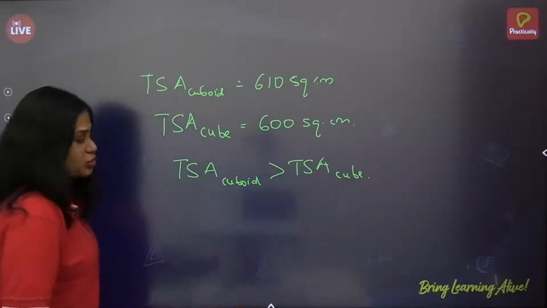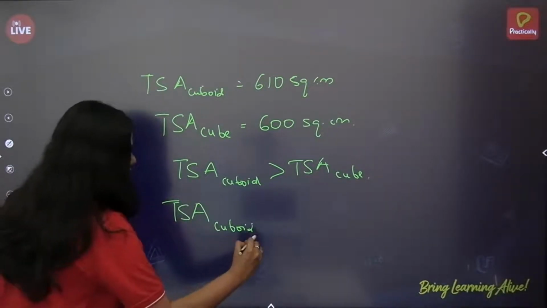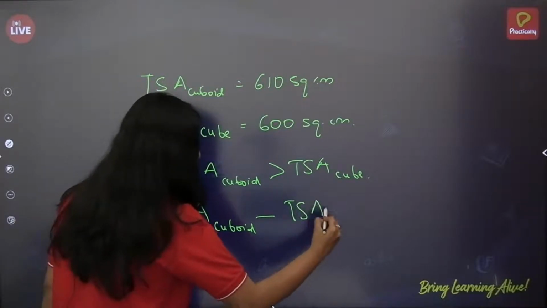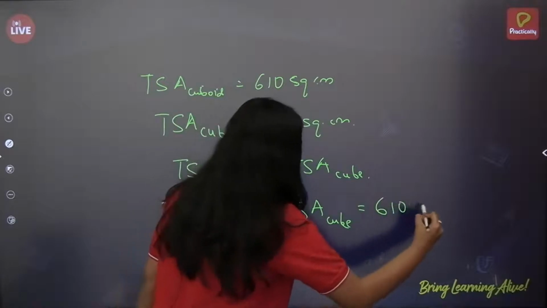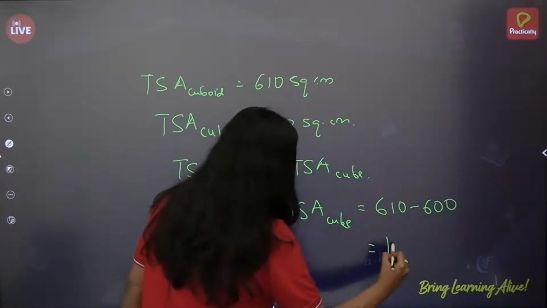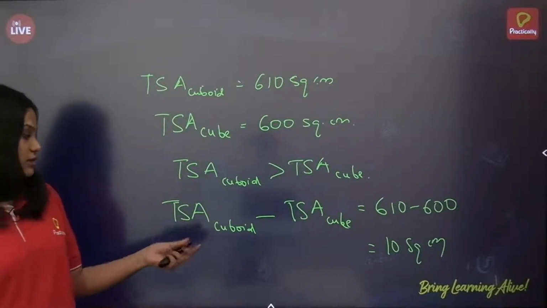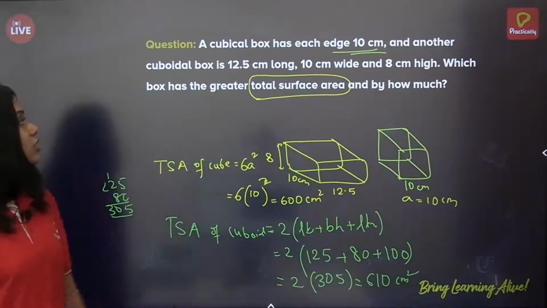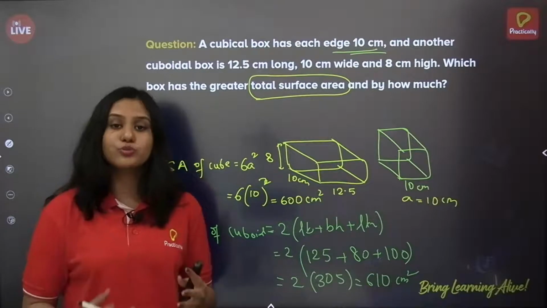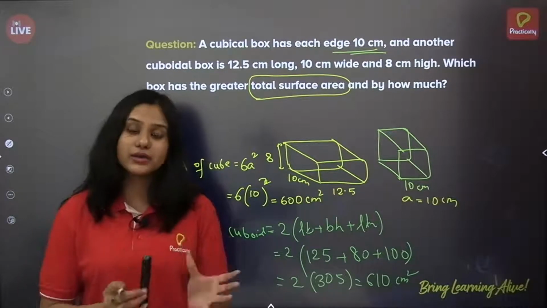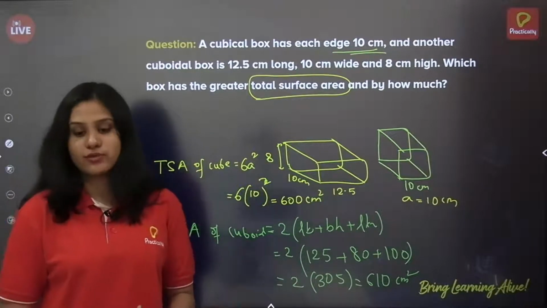And by how much? So, TSA of cuboid minus TSA of cube is equal to 610 minus 600, that is 10 square centimeters. So, this is our answer, right? So, first, whatever mensuration or surface area and volume problem you are solving, make sure you draw a diagram for visual representation, okay? Once you draw it, it would be much easier to solve it, okay?